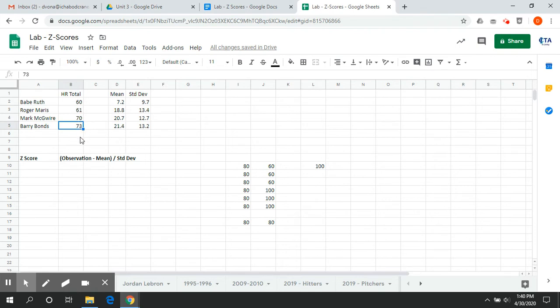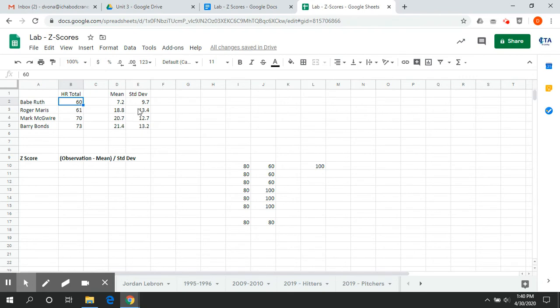Maris, McGwire, and Bonds had 162 games. I want to say Babe Ruth had 154 that season. I'm not 100% positive. I know it wasn't 162. I think the number was 154, but it might even be lower than that. So again, it's not fair to directly compare these, but when we turn it into a z-score, all of that concern sort of goes away because we're comparing it with everybody else in their group.